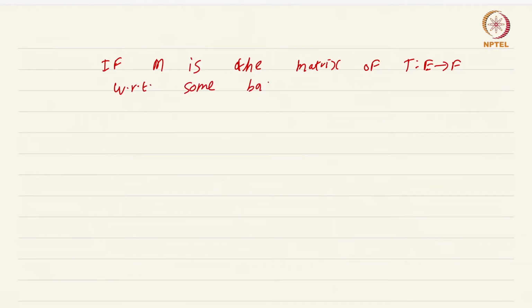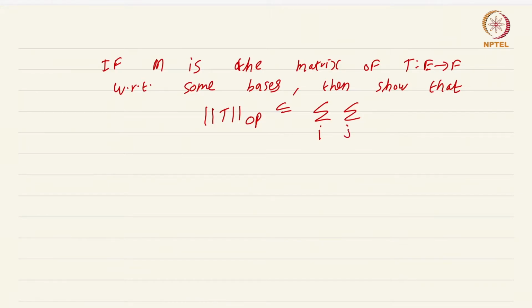So this is part 2 of this exercise. If M is the matrix of T from E to F with respect to some basis, then show that the operator norm of T is less than or equal to the summation over i, summation over j, of mod aij.